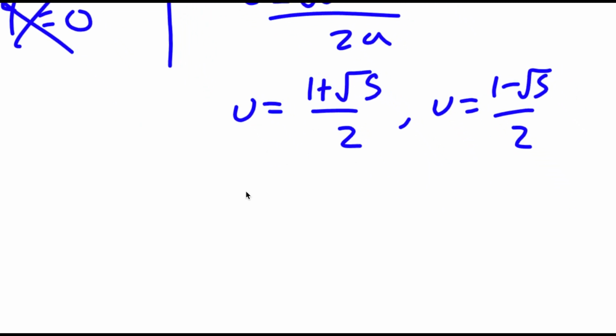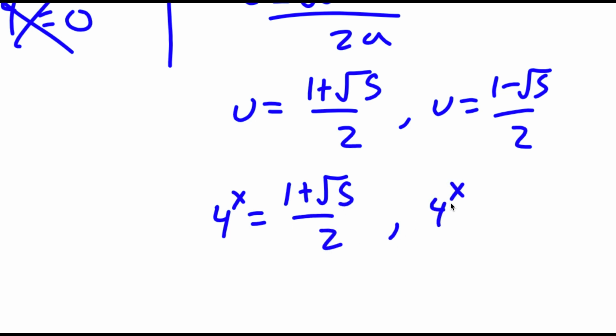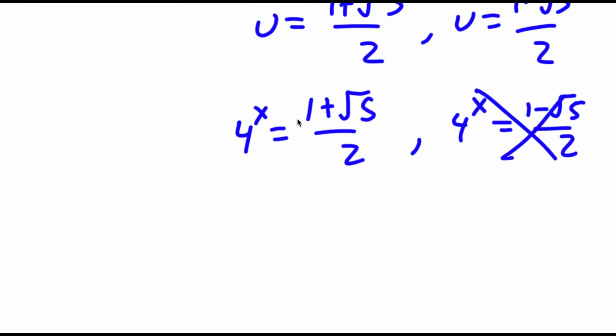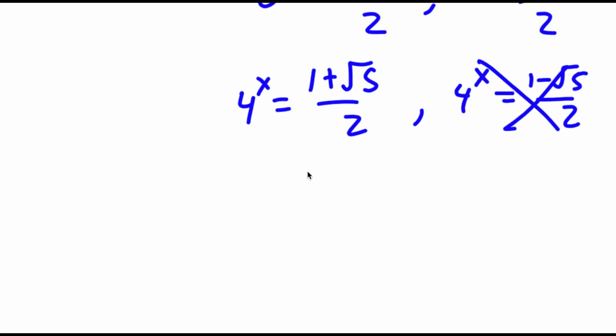So now I have 4 to the power of x is equal to 1 plus the square root of 5 over 2, and 4 to the power of x is equal to 1 minus the square root of 5 over 2. Well, 1 minus the square root of 5 is going to be a negative number, and you can't take the power of a positive number and make it negative, so this is no solution as well. So I'm left with 4 to the power of x is equal to 1 plus the square root of 5 over 2.